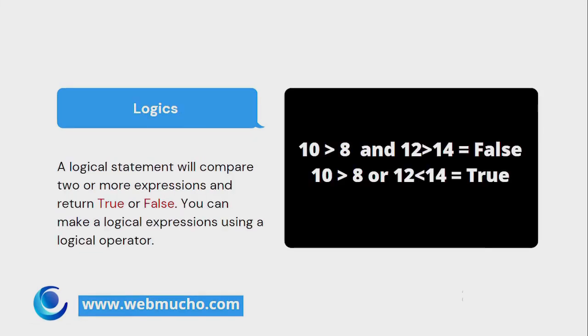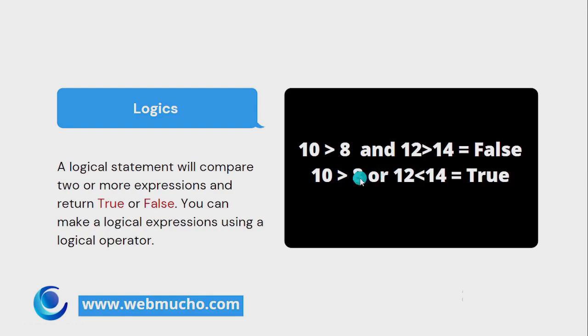A logical statement will compare two or more expressions and return true or false. In a logical expression, we can use and, or, and so on. When you use and, what you are saying is that you expect both sides of the expression to evaluate to true. Even if one of them evaluates to false, it is going to render the whole expression as false. And when I use the or statement, even if at least one of the expressions out of several of them results in true, then it will render the whole expression as true.